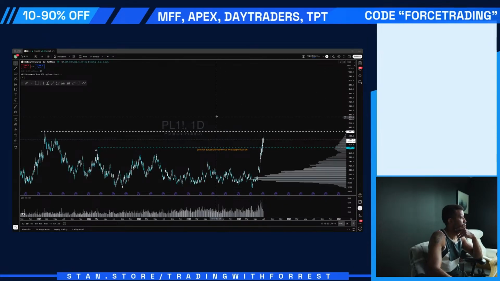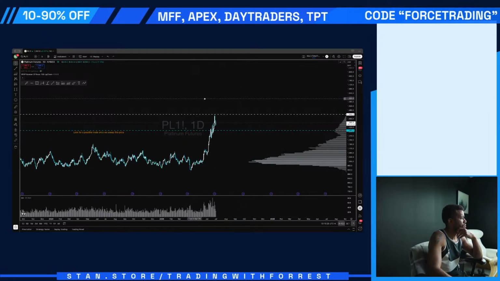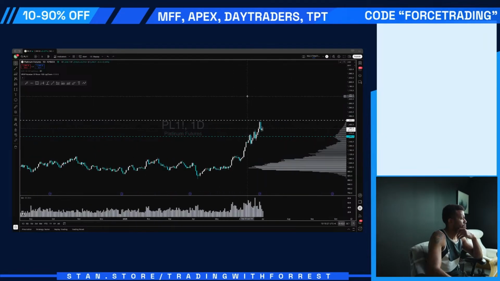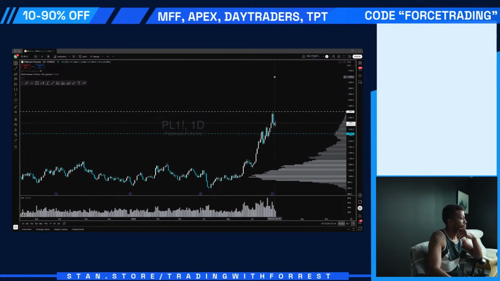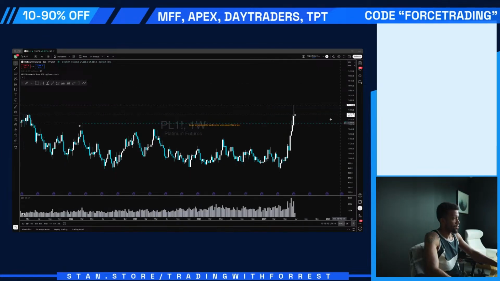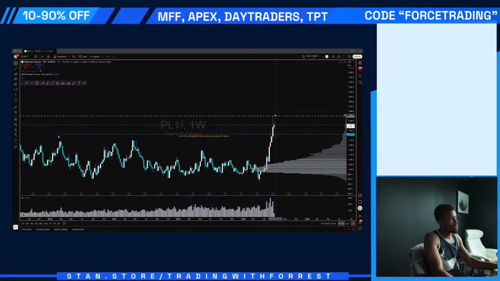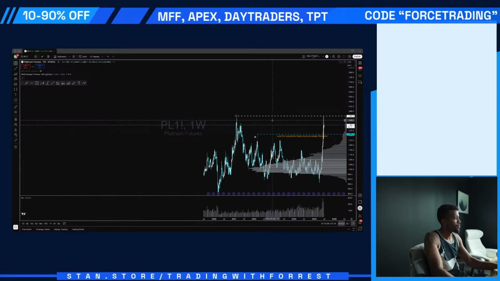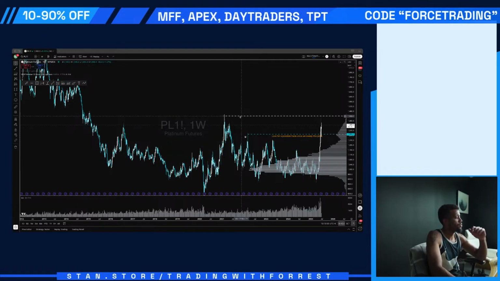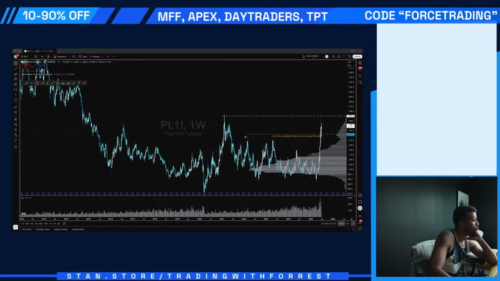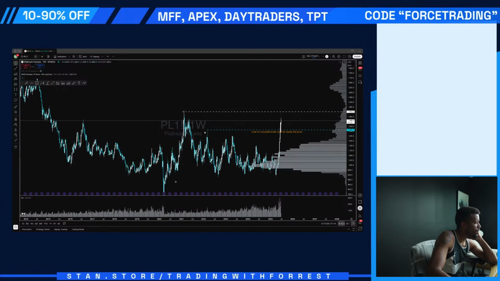All right, so I want to see how we do here. I guess we gotta wait for this weekly to close again, unfortunately. So we are getting some top wicking here, right? So we had this level here, this level on the weekly that we came close to. I want to see how we do on this.